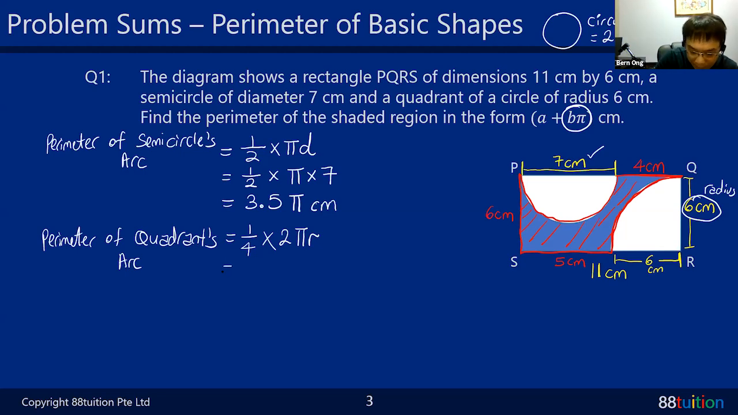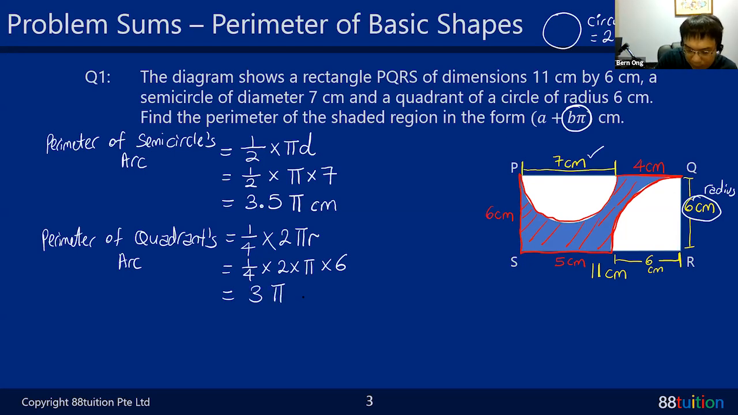So down here, I don't know my pi, so I just write 1/4 times 2 times pi times the radius, which is 6. The pi I don't touch. 1/4 times 2 times 6. So I purposely take 2 times 6, which is 12. 12 times 1/4 means 12 divided by 4 is 3.